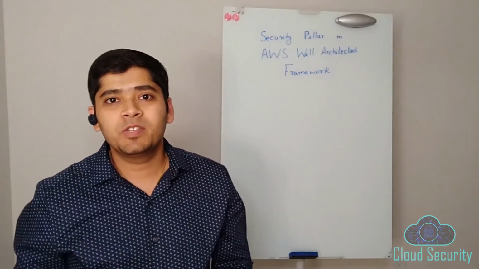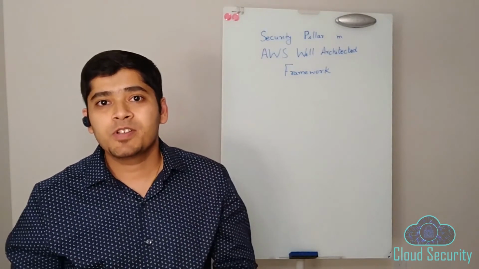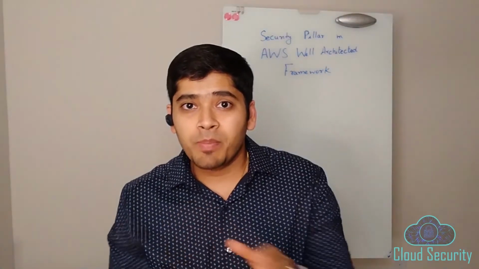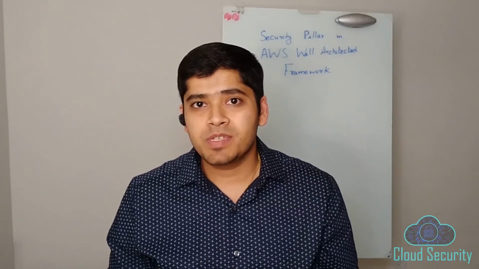And now the seventh principle. The seventh principle says that prepare for security events. As the name suggests, this principle is to make sure that you are ready in case of a security incident. Make sure that you have proper mechanisms in place. You have a proper plan of action in case a security incident happens.